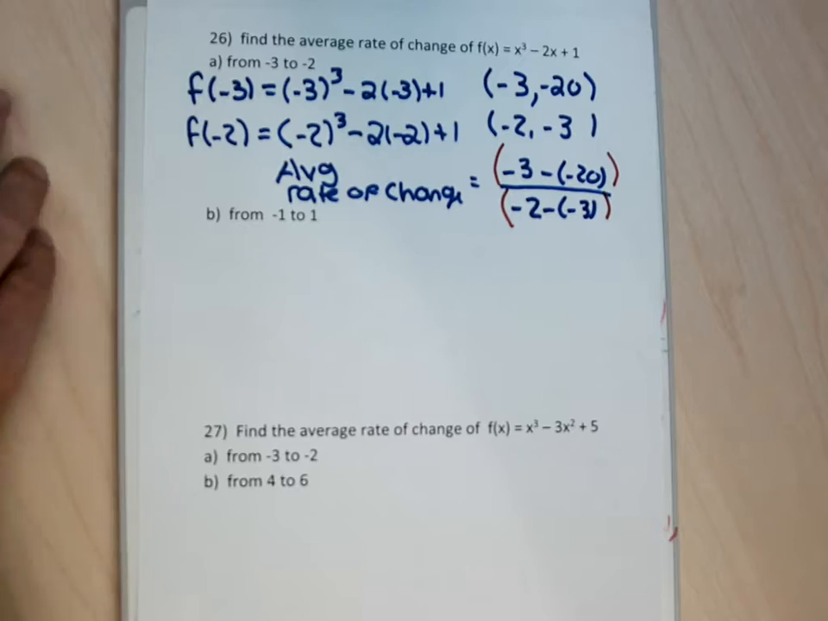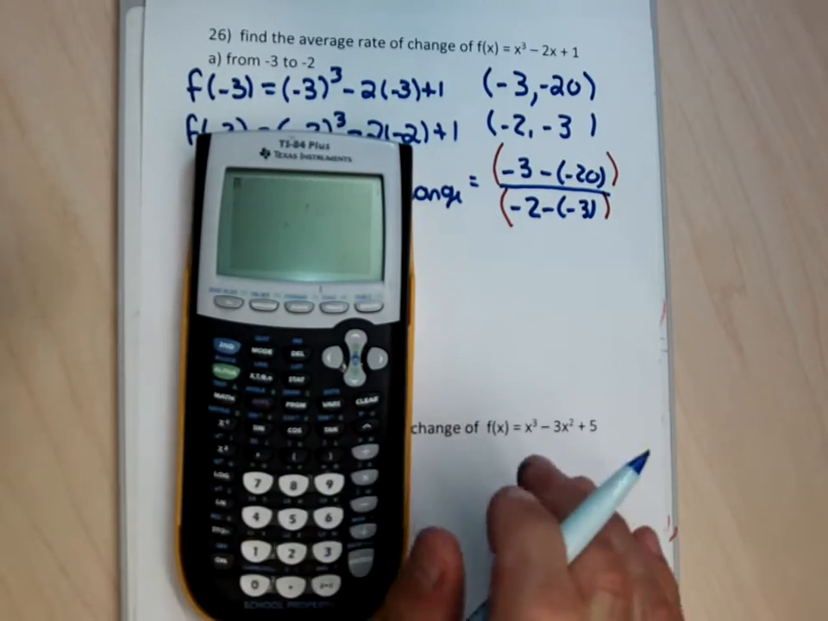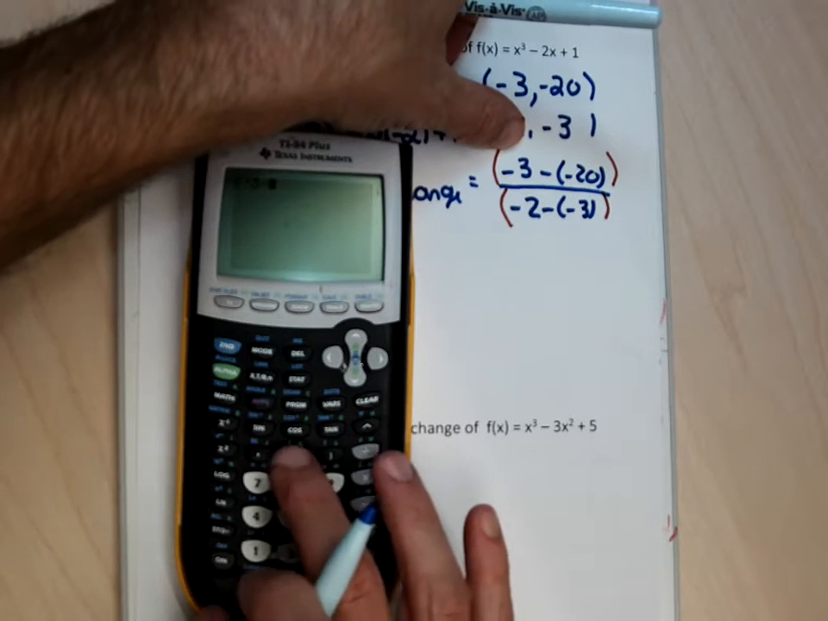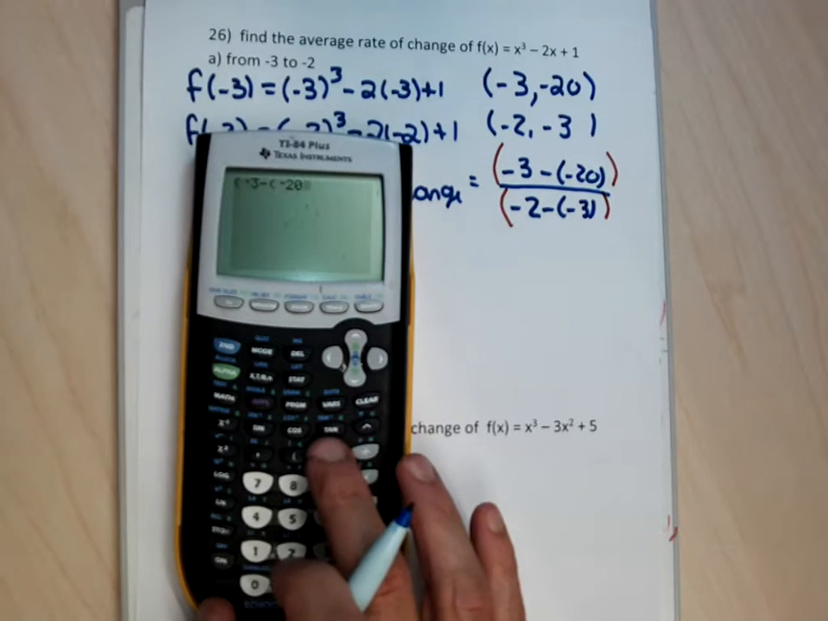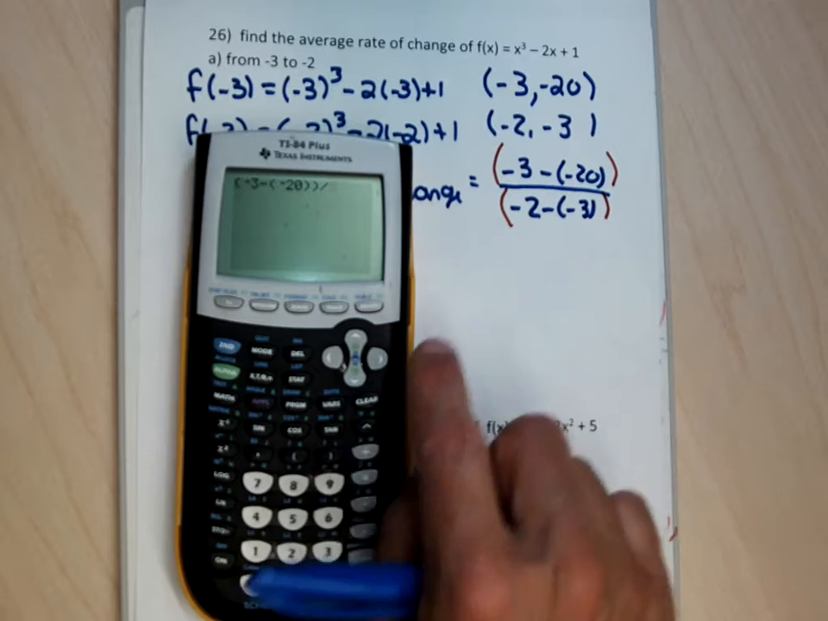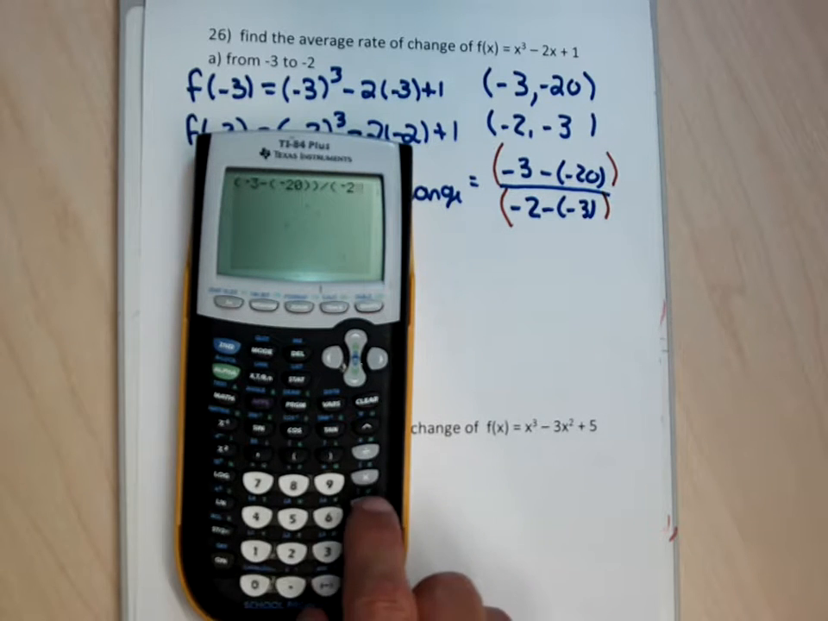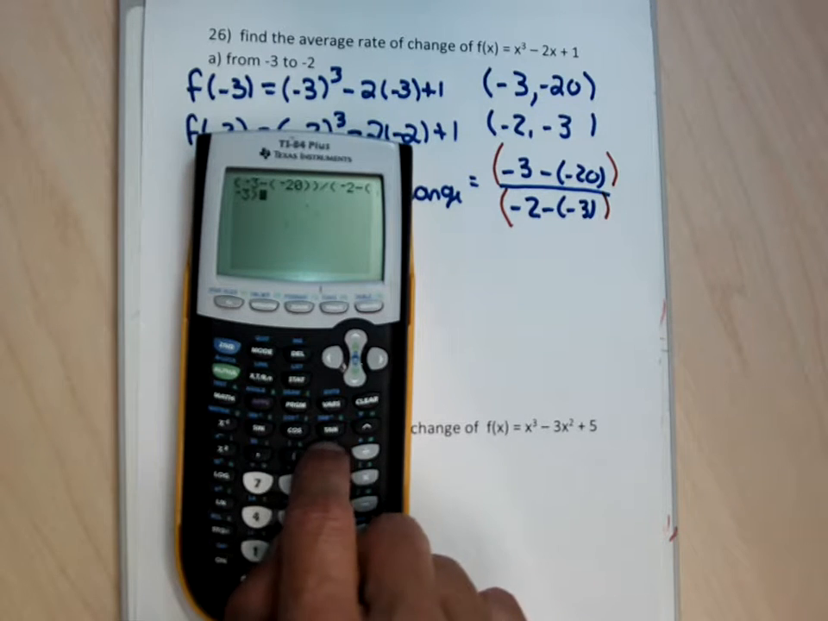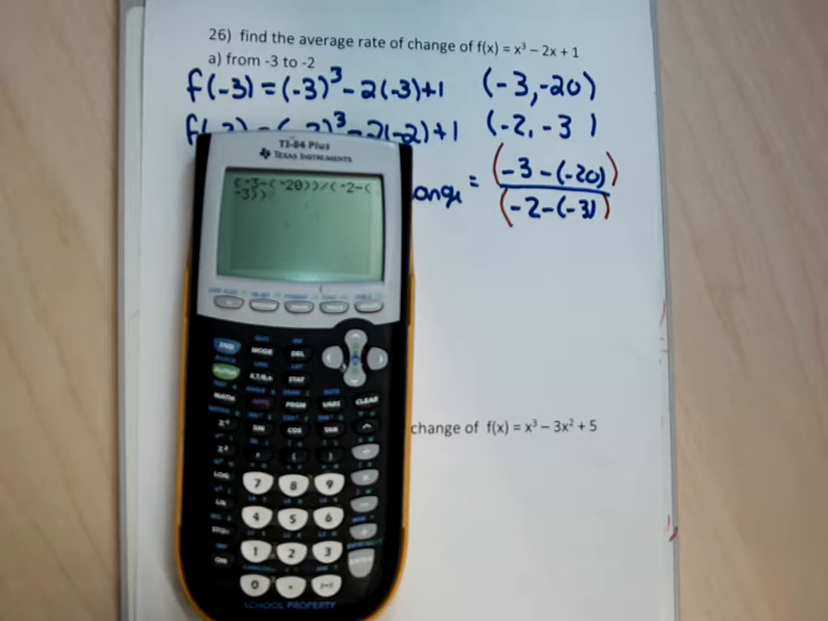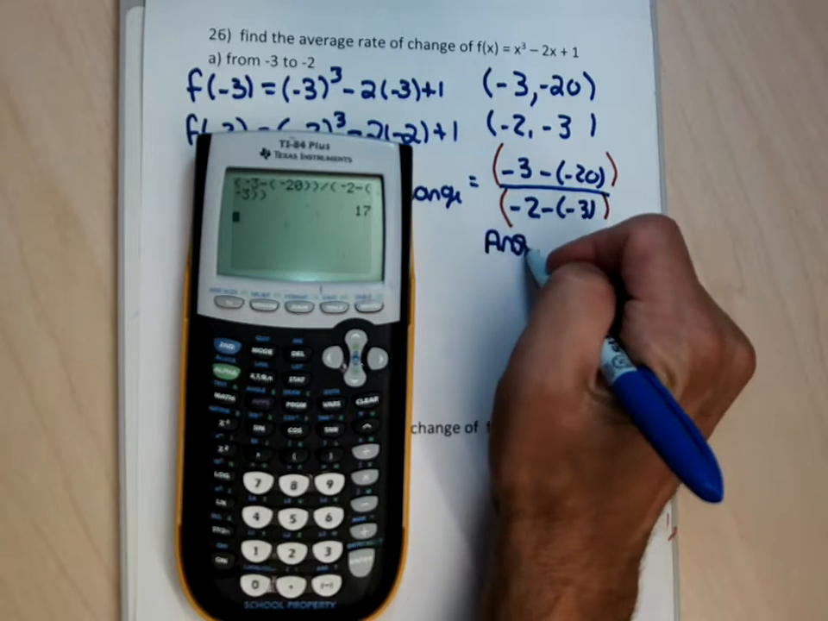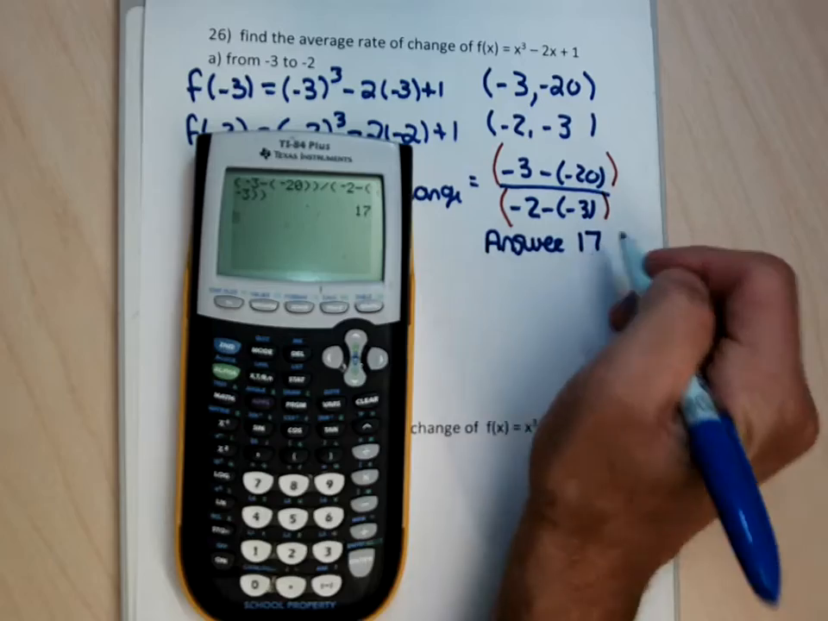So real quickly, just to save mistakes, on my calculator: numerator, parentheses, and then negative 3 minus parentheses negative 20. Close out the parentheses on the negative 20, close out the parentheses for the numerator, and then divided by parentheses for my denominator, negative 2 minus parentheses negative 3, close out the parentheses for the negative 3, close out the parentheses for the denominator, hit enter. My answer to 26a is just the number 17.